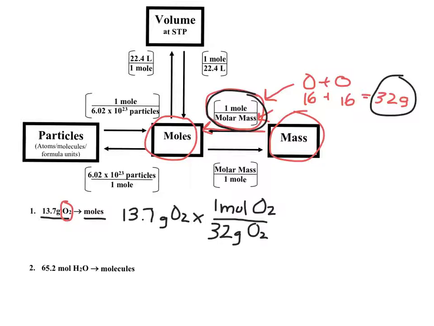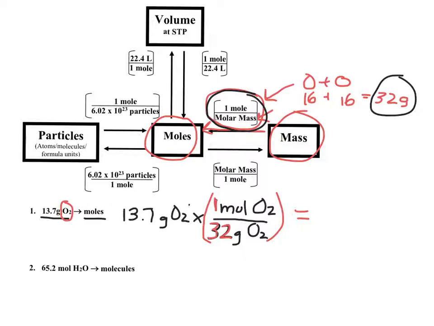And remember, this conversion factor, this fraction, is really just 1 over 1, because for every 1 mole of oxygen, there is 32 grams. And 1 divided by 1 is the same as 1. So that's why these conversion factors or fractions work.